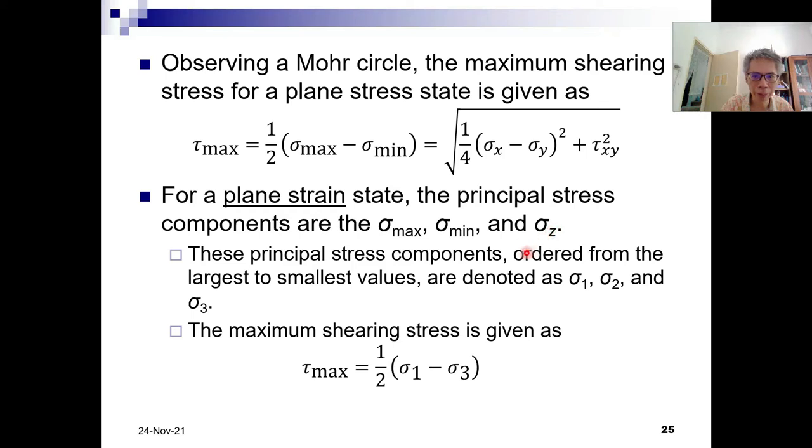And then we may reorder these stresses from the largest to the smallest value, and we denote them as sigma 1, sigma 2, and sigma 3, right? And then the maximum shear stress is given by one half of the largest, sigma 1, minus the lowest. That's the maximum normal stresses and shearing stress in plane strain condition. Okay.